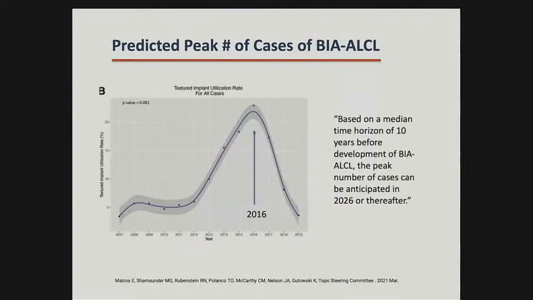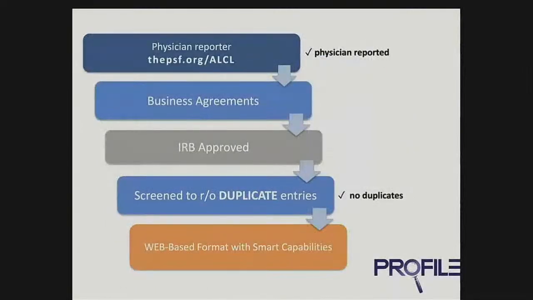So based on this data, the authors predicted a median time horizon of 10 years before a patient may develop BIA-ALCL. And based on this, the peak number of cases might be anticipated to be in 2026 or thereafter. And so an interesting proposal, and certainly one that we will keep a close eye on over the next couple of years. For those who aren't familiar with the workflow of Profile, there are several unique characteristics of the registry.